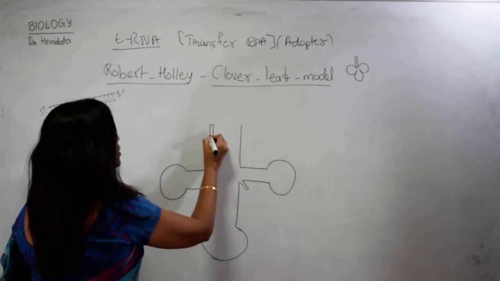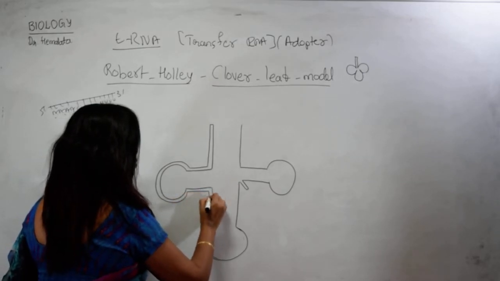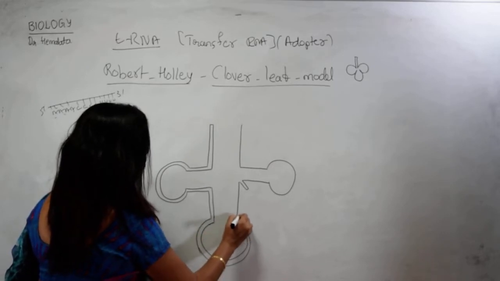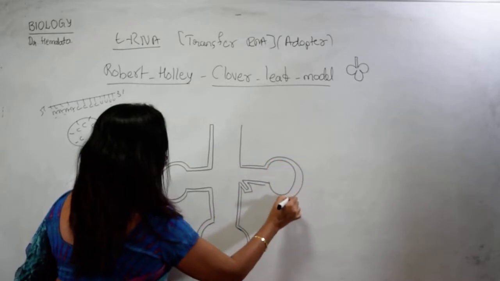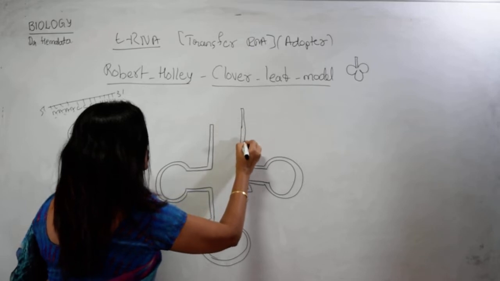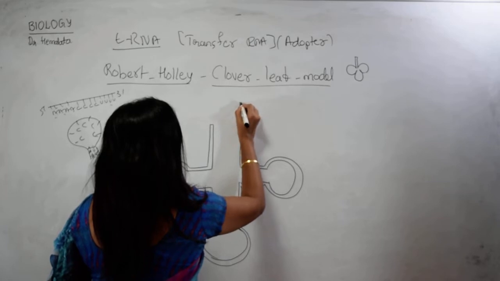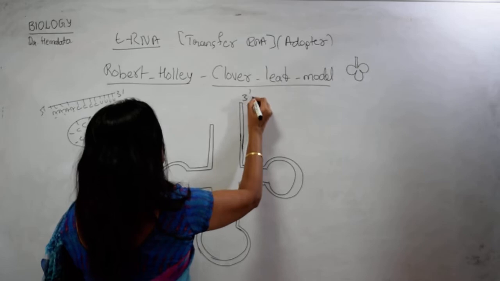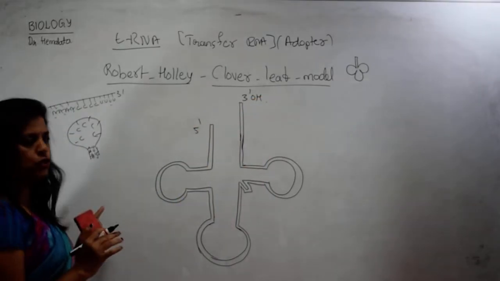So let us make a complete, thick structure of this tRNA. You are supposed to draw this for a 2 mark or 5 mark question. Okay, this is the tRNA. This is one loop at the left side, one at the right side, and one of the strands is straight and it is longer than the other strand. And this is the 3' OH end. This is the 5' end. Okay, this is the structure of tRNA.